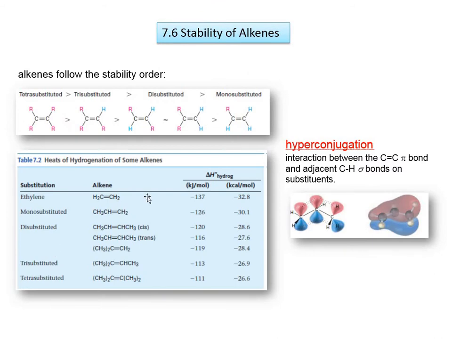Then we discussed in the previous lectures the stabilities of alkenes. We may have various substituted alkenes. We can have tetrasubstituted, meaning that we have four substituents around the double bond, then tri, di and mono. It is found that tetrasubstituted alkenes are more stable than tri, than di, than mono. And what is the explanation for this stability order? It comes from molecular orbital theory.